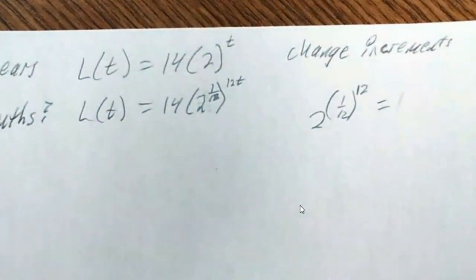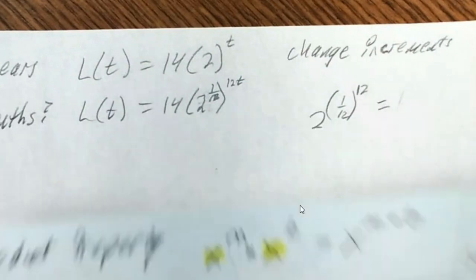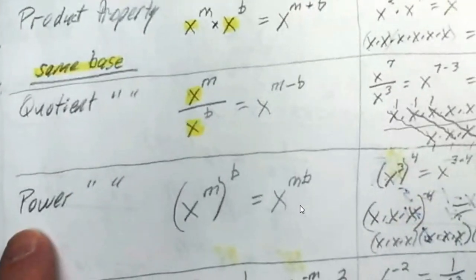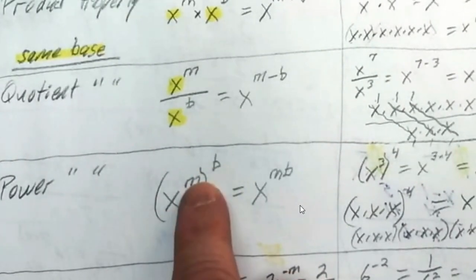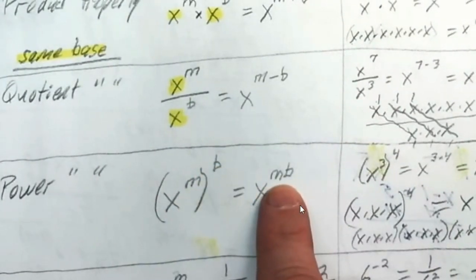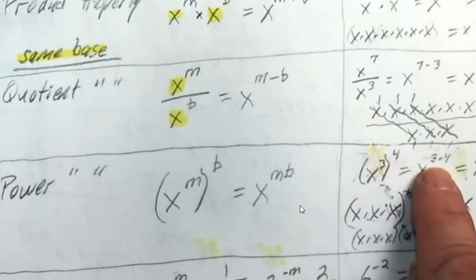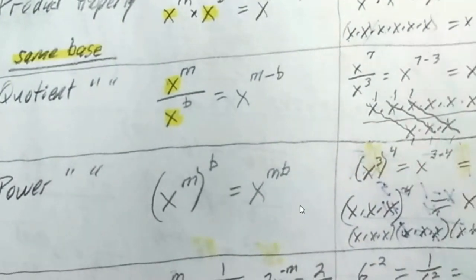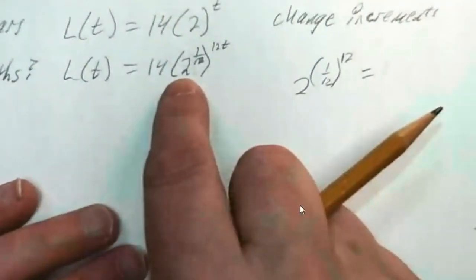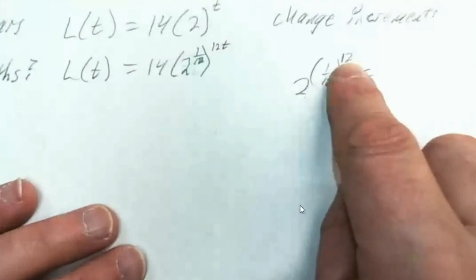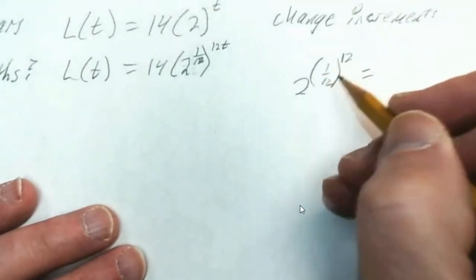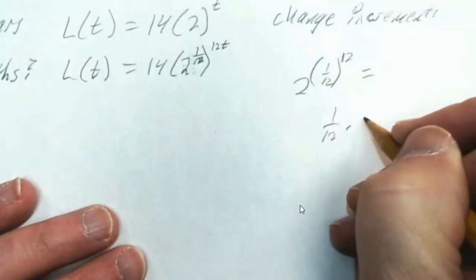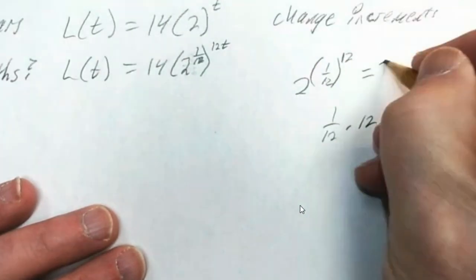When we were talking about exponents, we also talked about power to a power. If we take a power to a power, x to the m raised to the b, you multiply those together. Like x to the third to the fourth power is x to the 3 times 4, or x to the 12th. So if we're changing this to 2 to the 1/12 to the 12th power, 1/12 times 12 is just 1. So this is 2 to the first power.